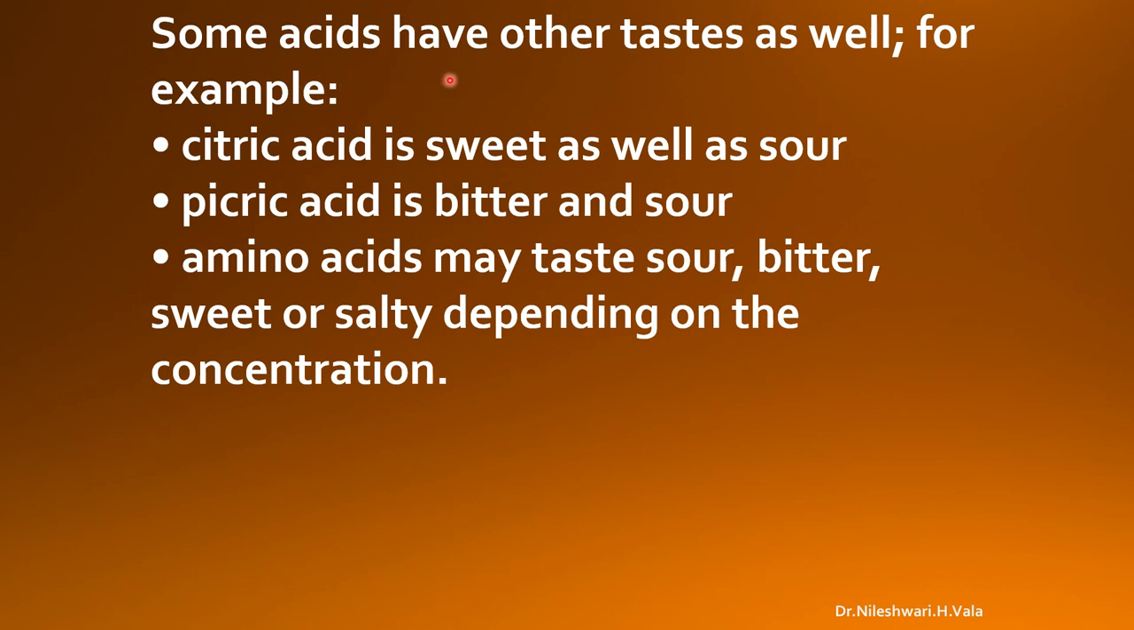Some acids have other tastes as well. For example, citric acid is sweet as well as sour. Picric acid is bitter and sour. Amino acids may taste sour, bitter, sweet, or salty depending on the concentration.